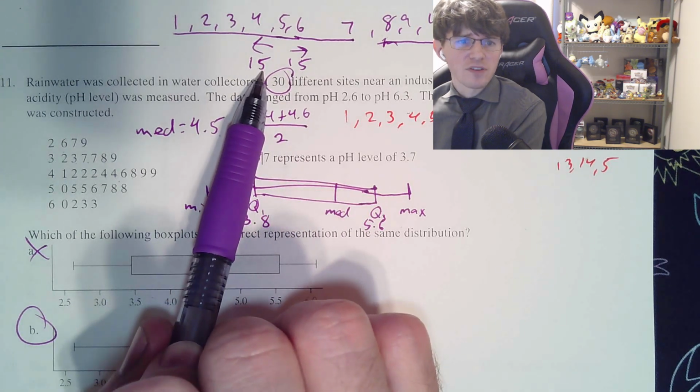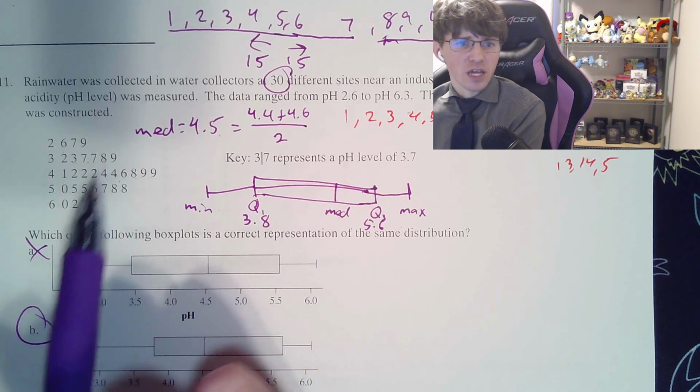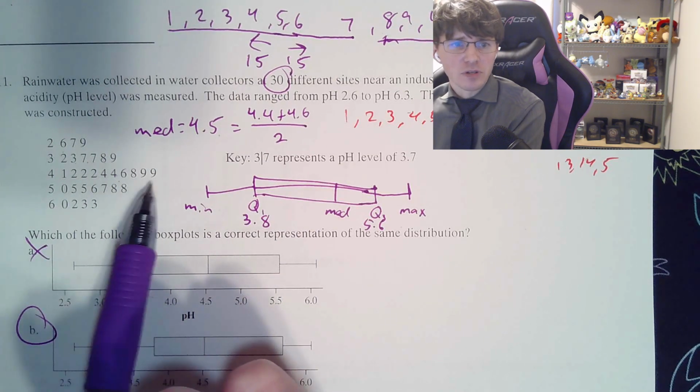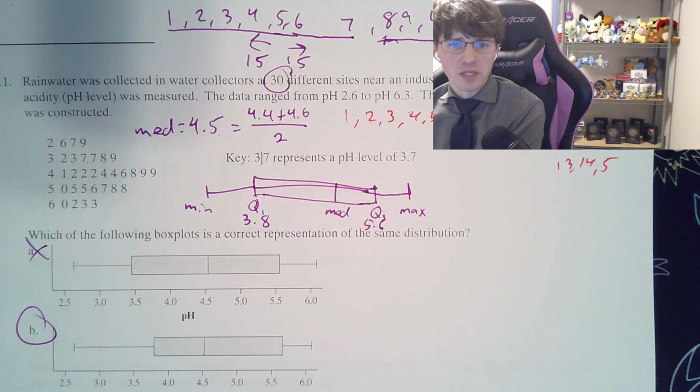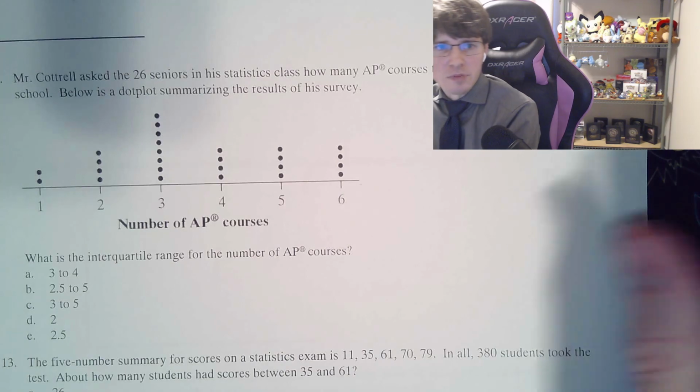So halfway between 15 is 8. Halfway, so we counted the first 8 numbers and we ended up at 3.8. And then we counted from the other side. We counted 8 numbers over and we got the 5.6. Whew. All right, moving on to the next question, number 12.